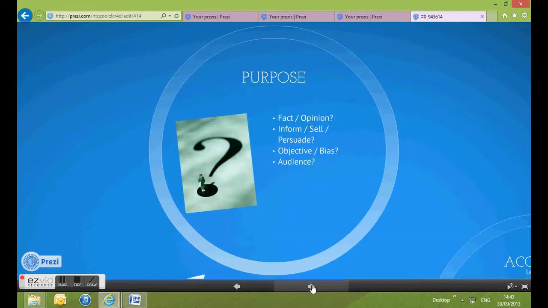Finally, who is the intended audience? Is the information written for professionals or school students? Try and make sure you understand the information before recording it for research purposes.